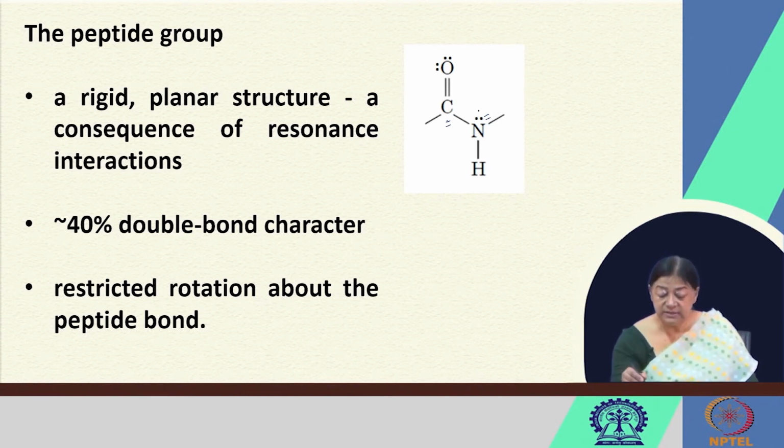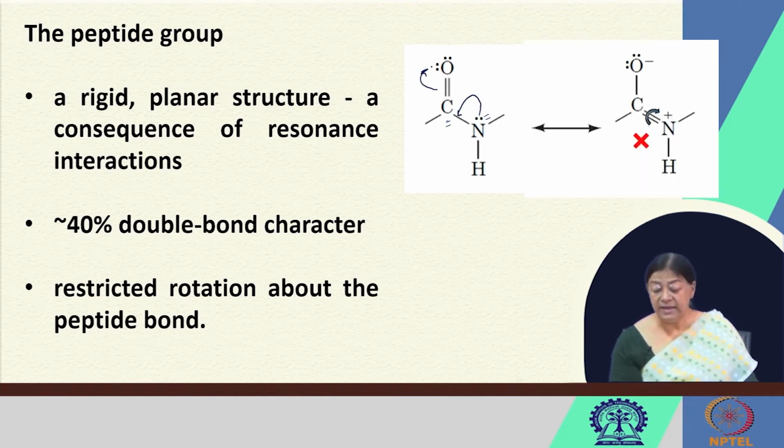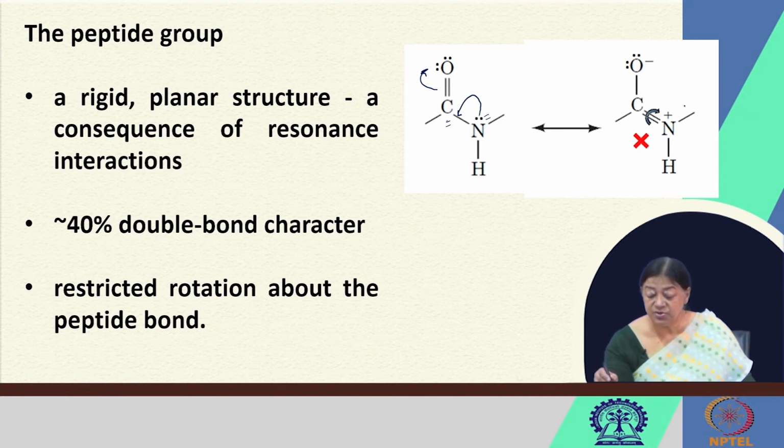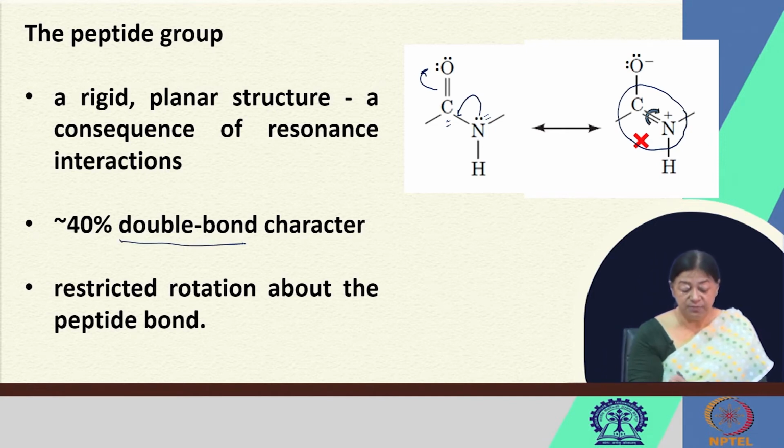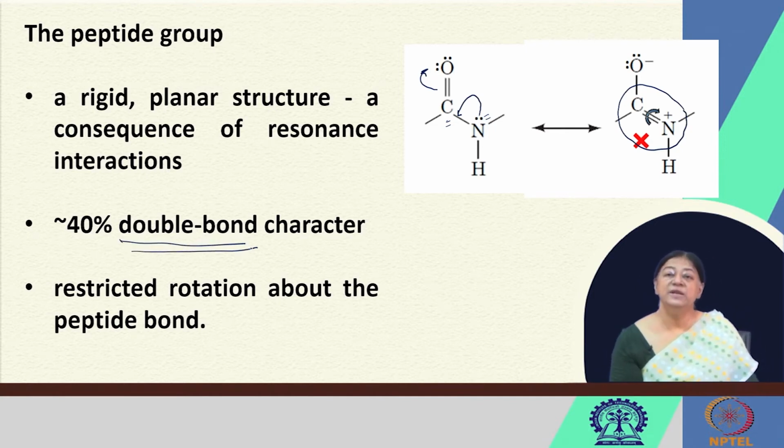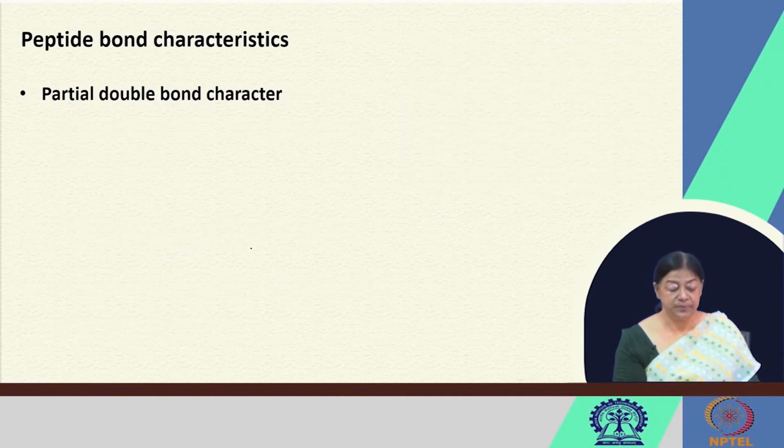Now, this lone pair on the nitrogen can actually go and form a partial double bond, and in that, it is going to result in restricted rotation about this bond, as we said, of partial double bond character, which renders this a relatively planar structure. Now, this gives a lot of conformational restraints to the rotation about this bond, which is unique to protein structures.